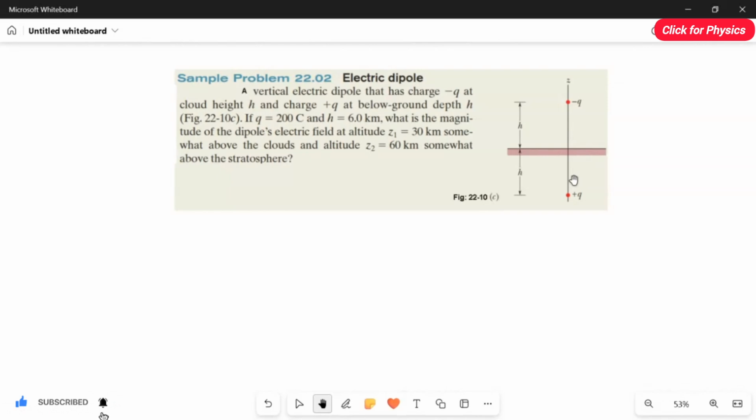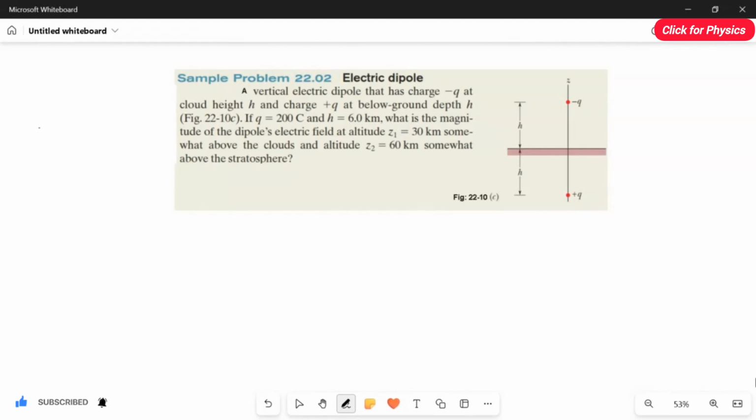So now we are going to find the electric field due to the dipole at two different heights. The first height is above the clouds and the second height is above the stratosphere, because the atmosphere is classified into many layers, right? So we have to find the electric field due to the dipole at two different levels, that means two different distances. For this question, we have to recall the formula.